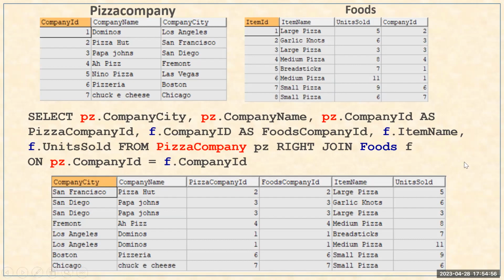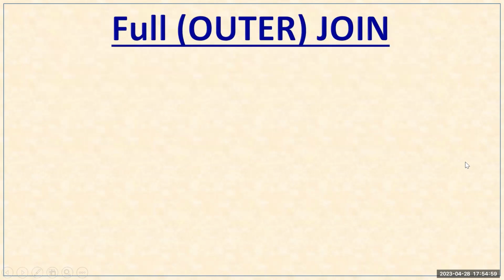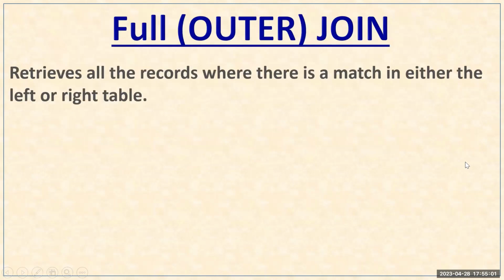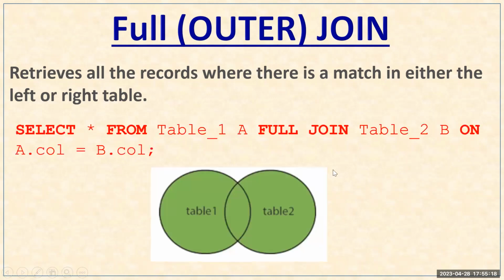So now let me take the example of full outer join. In this case, it is going to consider all the records from both the tables, and it is going to consider that the matching can be on the left side or on the right side. In either case, if it is matching from the left side, then it is considered. If it is matching from the right side, then it is also going to be considered. Okay. So there's a syntax. In the syntax, we use the full join, and sometimes we use the full outer join.